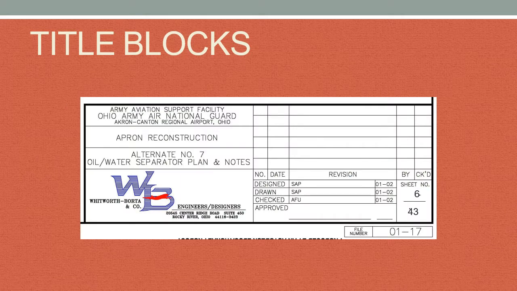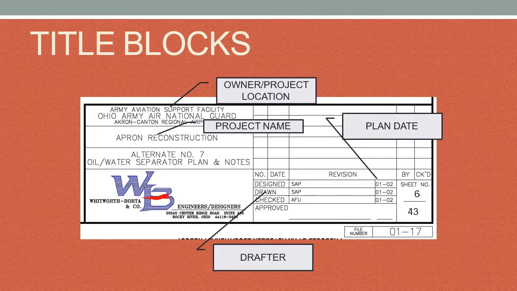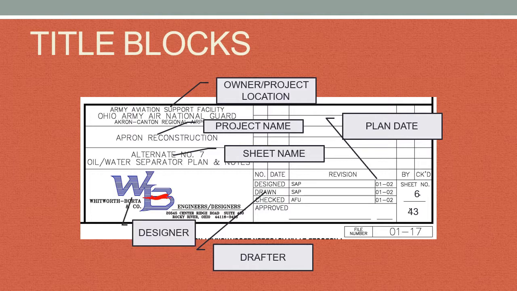Here's another example of one that my company had done years ago. You can see here we have the owner and the project location, the project name, the date of the plan, who drafted it or designed it, the name of the sheet so you know what it is you're looking for, the firm that designed it, and this is sheet number 6 out of a total of 43 sheets.